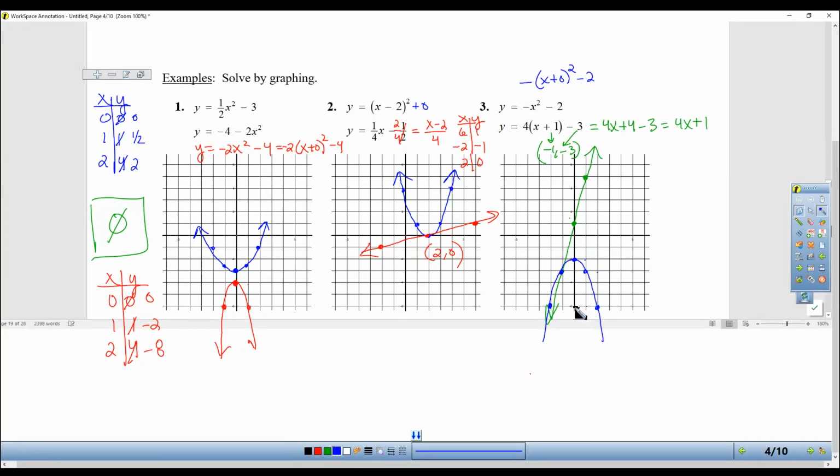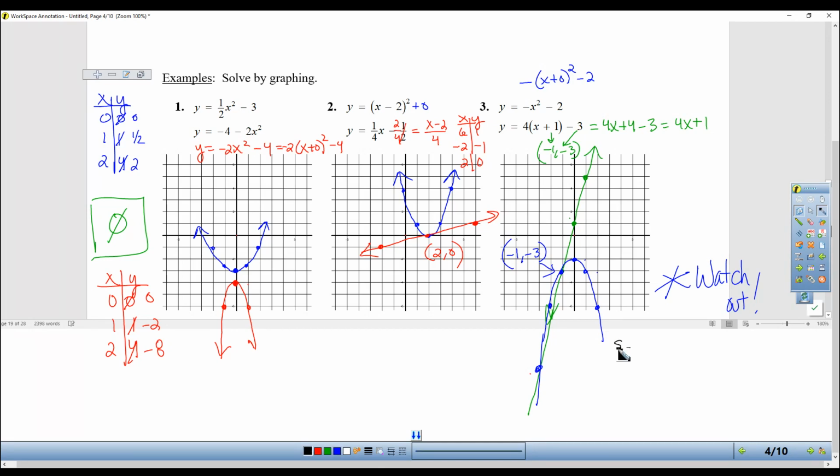And I can see that it crosses right there at (-1, -3). So what people actually miss on this one is that it actually crosses again. This line keeps going and the parabola keeps going, and eventually they are going to cross again. So the question is where? This is another reason why graphing is really not the best method. Algebra is awesome.